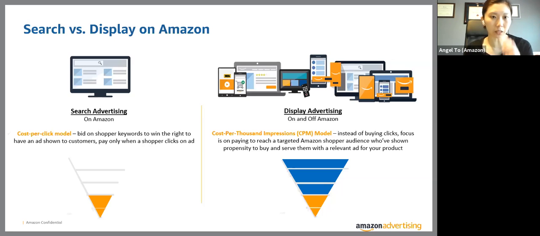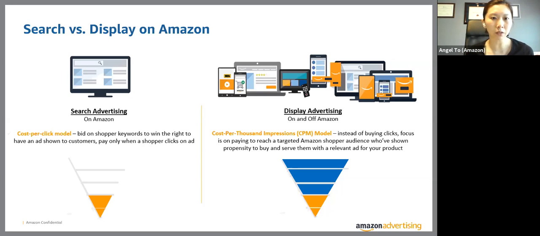A little bit about the search advertising piece. If you take a look, I know it's a little faint, but there is a funnel highlighted on the slide. It's really meant to be a lower funnel tactic. The reason is that search ads live within search result pages, or very deep into product detail pages.